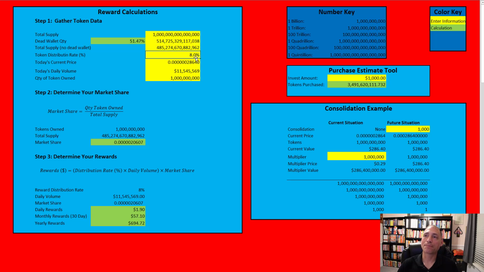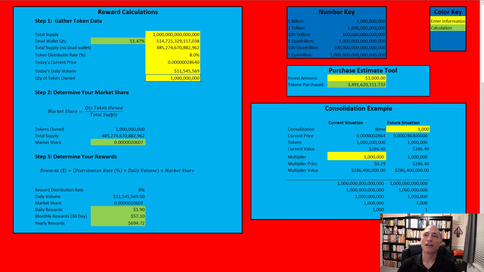Token distribution rate is 8%. We've got the price in here. We've got that volume of 11 million in there. And I'm going to leave it at 1 billion. We'll adjust the numbers a little bit just to see what happens if we change the numbers up a little bit. Now we need to first calculate our market share.